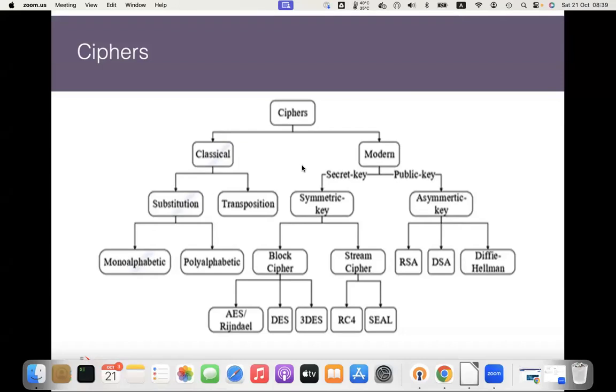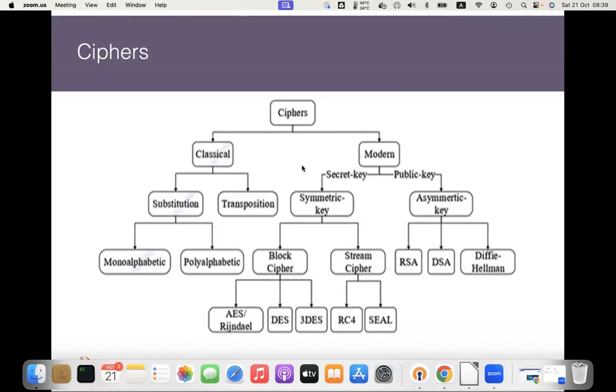Substitution ciphers, we have two groups again. We call them monoalphabetic substitution and polyalphabetic substitution. Some of the algorithms which we discussed, like Caesar cipher, come under monoalphabetic substitution. That means we substitute one character at a time. And the polyalphabetic substitution will substitute more than one character at a time. So all of them are substitution ciphers. We substitute the letter with another letter according to some algorithm.